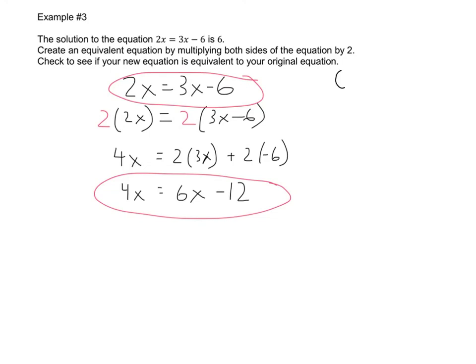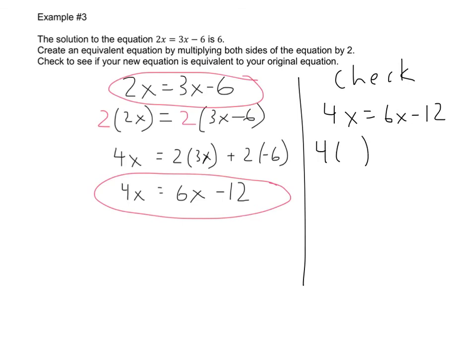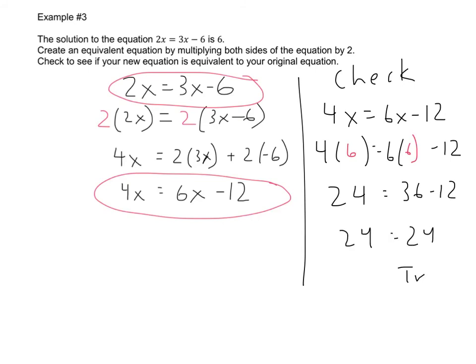All right, let's do a quick check. Our new equation is 4x equals 6x minus 12. Let's check to see if 6 is a solution. Let's plug in 6 and see if this is true. 4 times 6 needs to be equal to 6 times 6 minus 12. I have 24 on the left, and then I have 36 minus 12, which is also 24, which is true. So that proves that 6 is a solution of our new equation. Once again, our conclusion is that these two statements are equivalent because they both have the same solution.